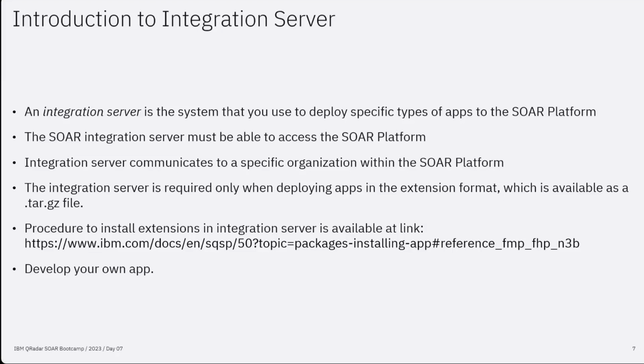Now, the integration server is required only when you're deploying apps in the extension format, which is available in the .tar.gz file format. Now, specifically, the integration server communicates to a specific organization within the SOAR platform. Now, IBM Security has a number of apps in the extension format that you can download, customize and deploy. Now, the procedure to install these extensions in the integration server is available at the link on the slide.